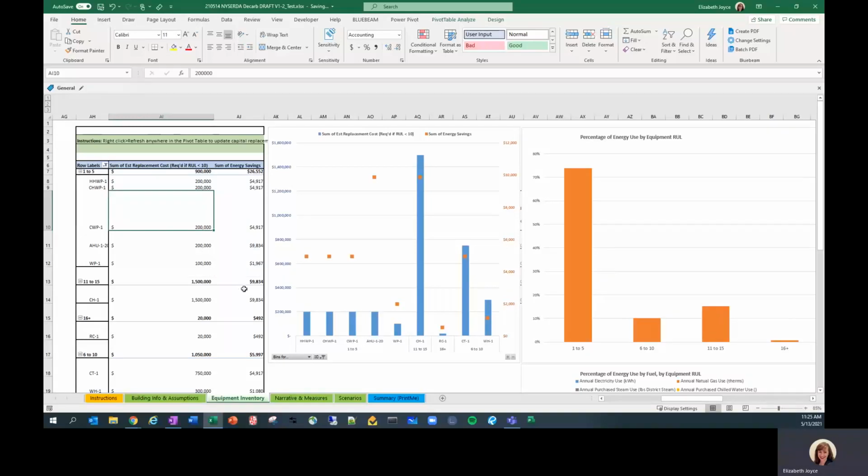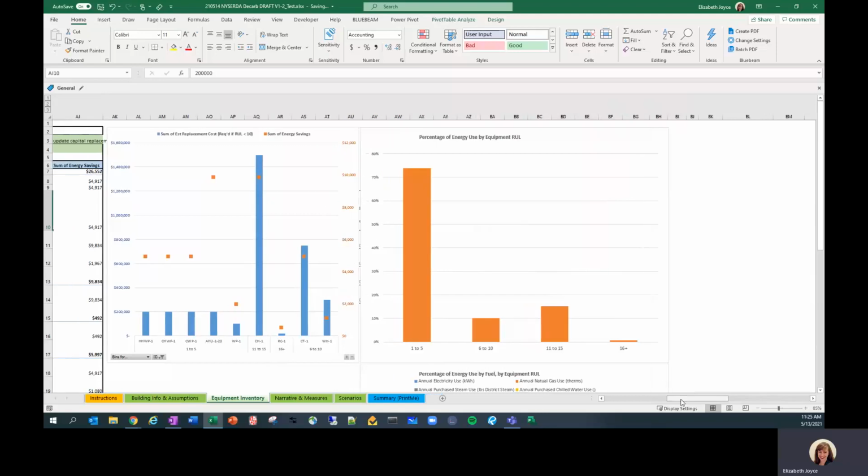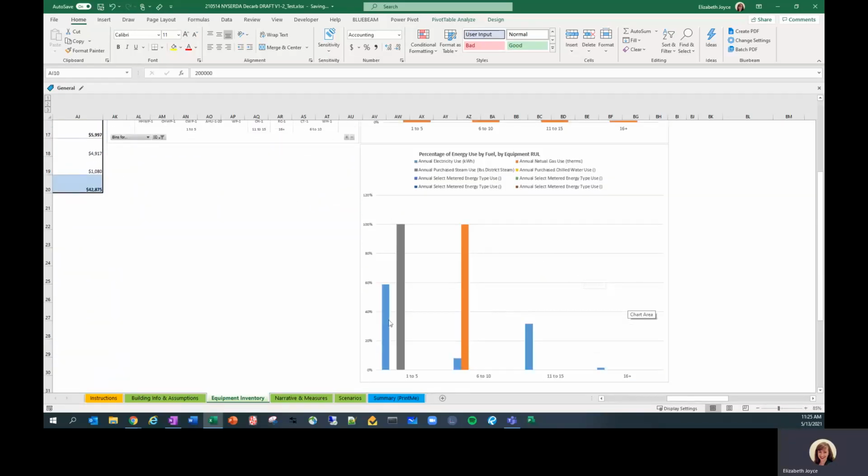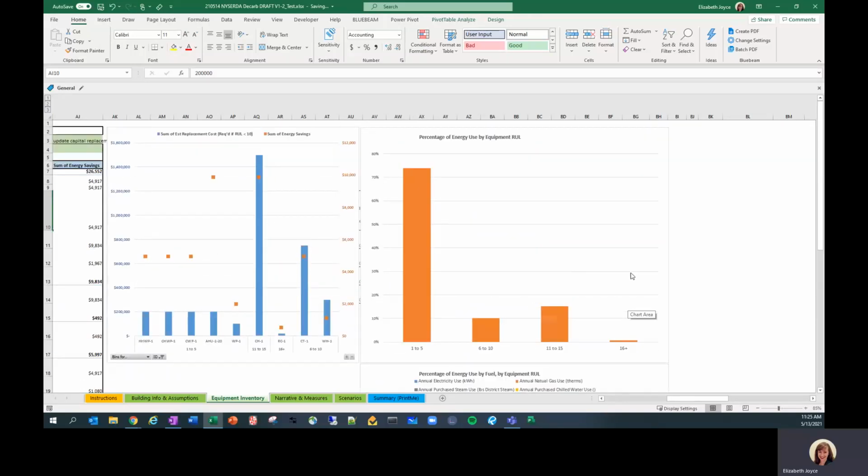And here you can see an estimate of the replacement costs that you put in for those pieces of equipment by replacement horizon, 5 years, 10 years, etc., as well as the energy savings associated with that. And on the right, you can see the energy use or percent of energy use by equipment remaining useful life, both in terms of totals and also by different fuel types, electricity, steam, gas, etc. And this allows you to see how much energy at your facility is consumed by equipment on the basis of when it'll need to be replaced, even under a business as usual scenario.